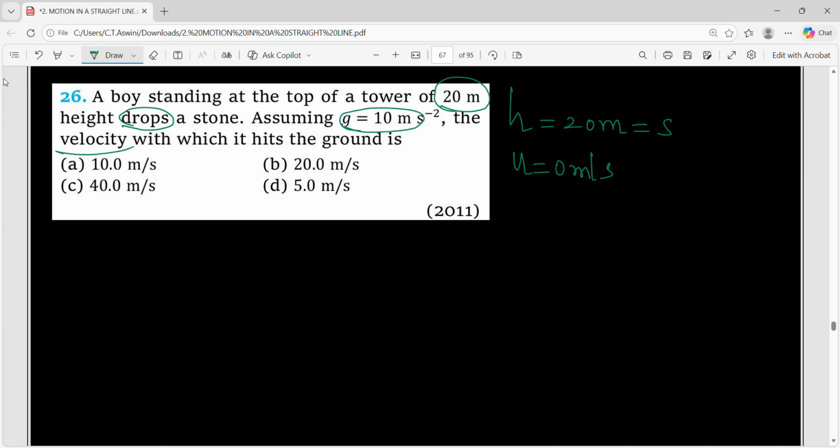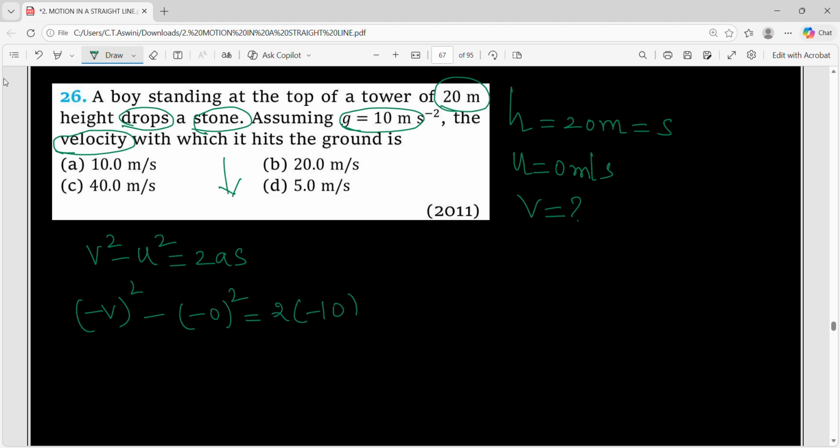Fine. The velocity with which it hits the ground. That means they are asking you the final velocity. What shall we use? Shall we use the same formula? V square minus u square is equals to 2as. This time also the stone is moving in which direction? Downward direction. So minus v whole square minus u whole square is equals to 2 into minus g, that is 10 into s. And what is s here, positive or negative? It is negative because this is the initial position and this is the final position. Final position is lower. So it is minus 20.